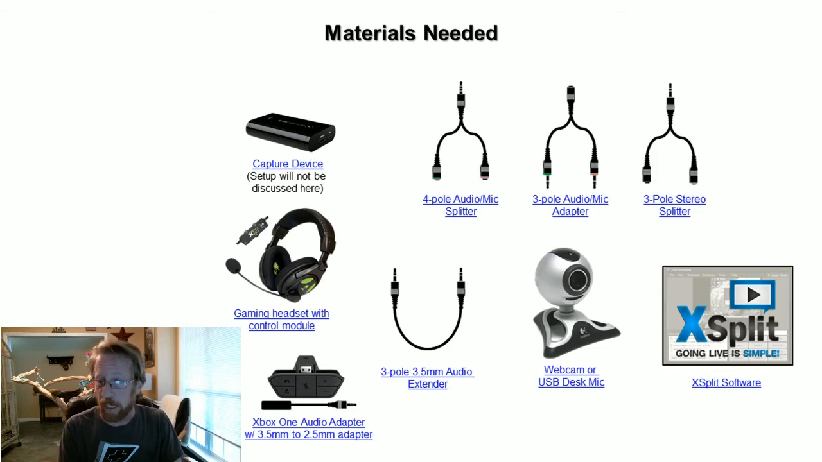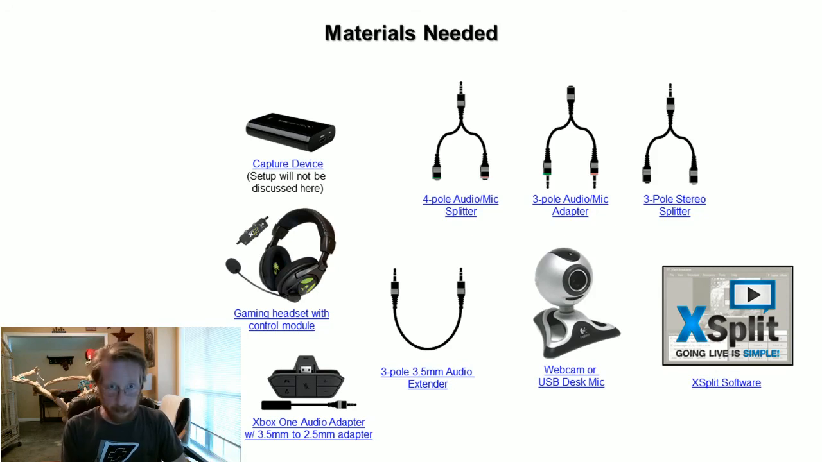The other item you're going to need is a 3-pole, 3.5mm audio extender, both male ends. You're going to need that to go from the setup we're about to do with the splitters into your computer. So you want to make that relatively long, at least 3 to 6 feet, depending on your setup.